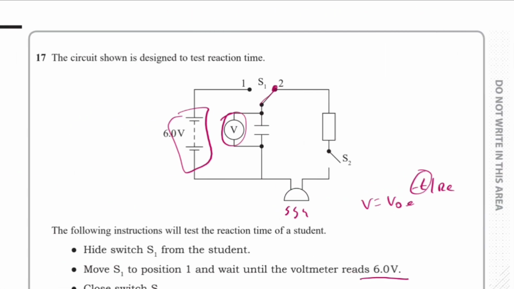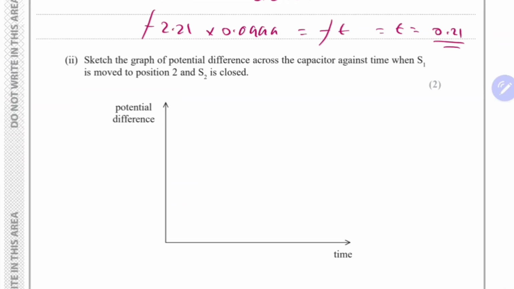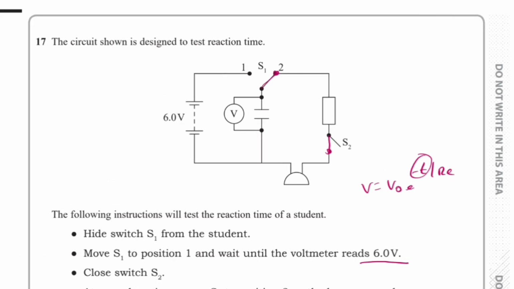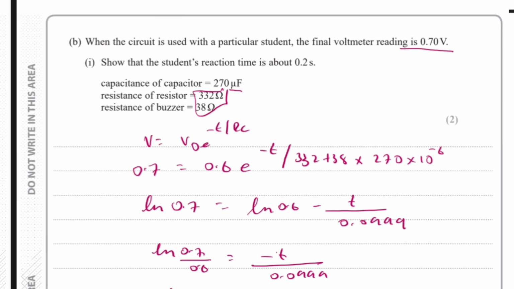Sketch the graph of potential difference across the capacitor against time when S1 is moved to position 2 and S2 is closed. So they're saying S1 is in position 2 and S2 is closed. What will happen at that time? It will decrease potentially because the switch is closed. The capacitor is discharging at this moment.